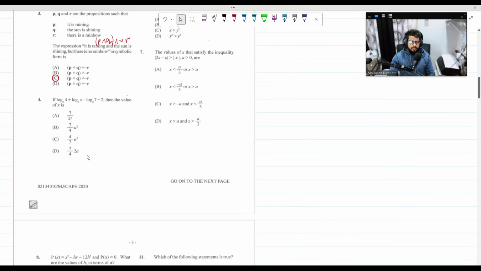If log 4 to base A, plus log x to base A, minus log 7 to base A is 2, I'm going to use the law of logs for all three one time. I'm going to get log of 4x divided by 7 to base A is equal to 2. The value of x is, I'm going to get a squared is equal to 4x over 7, and 7a squared over 4 is equal to x. 7a squared over 4, or 7 over 4 a squared. Answer is B.